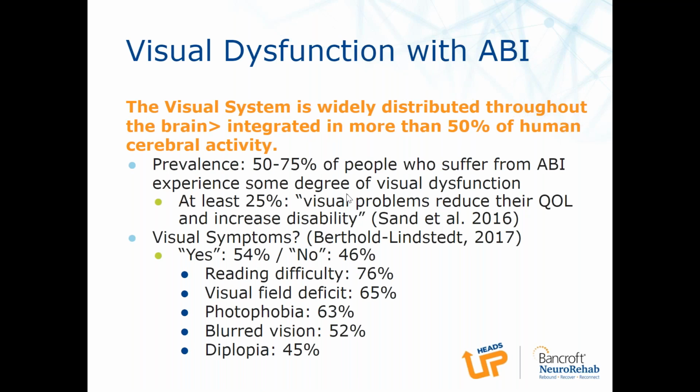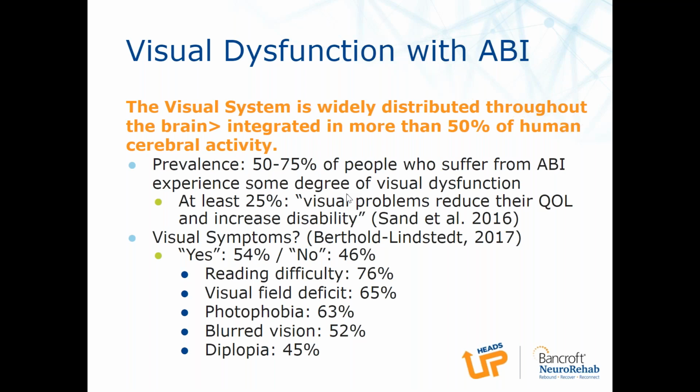The visual system is widely distributed in the brain, which we talked about earlier. It's integrated in more than 50% of human cerebral activity, and it is fundamental for the interpretation and interaction with our environment. In terms of prevalence, the numbers are pretty vast and they vary, but somewhere between 50 and 75% of people who suffer from acquired brain injury experience some degree of visual dysfunction.